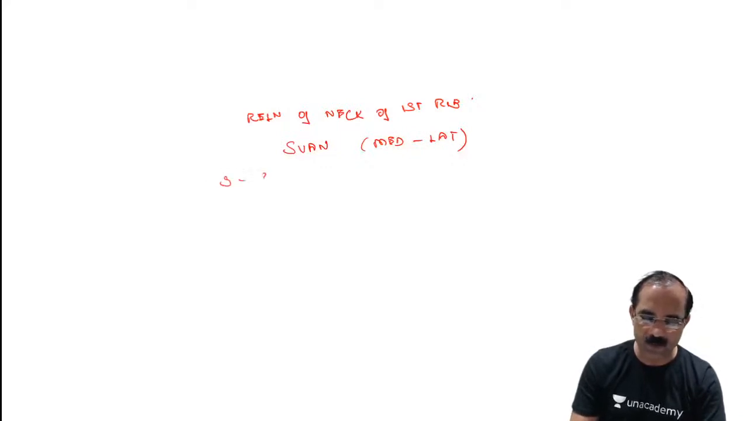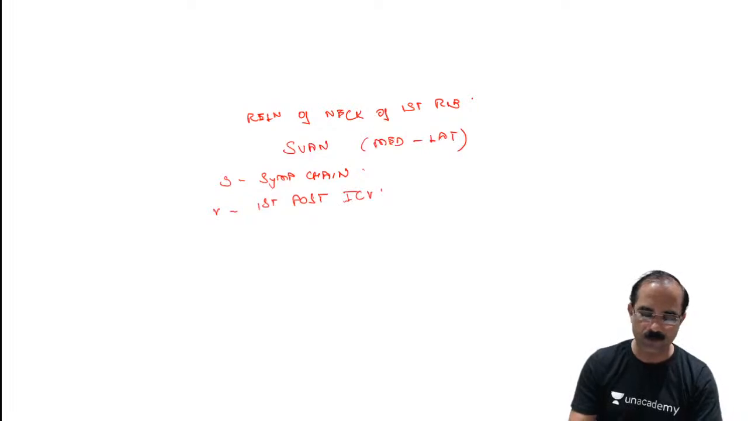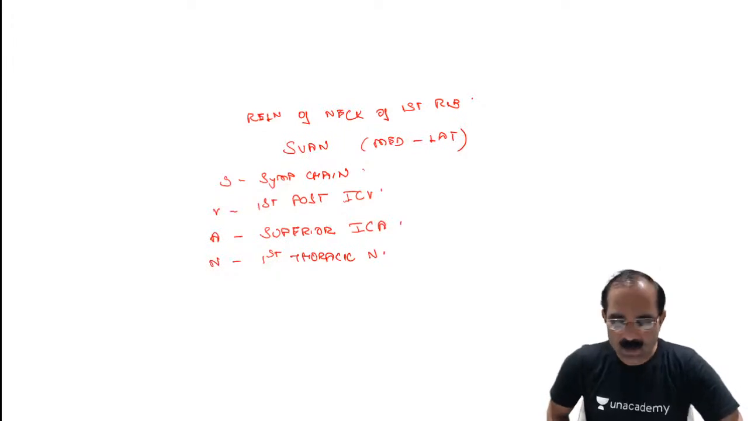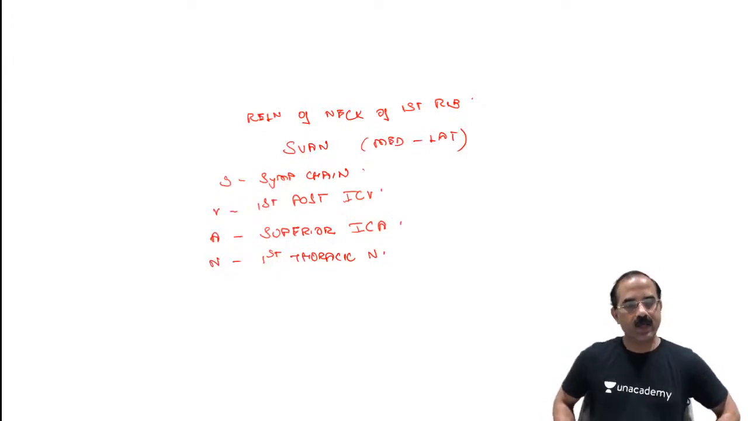What is S? S is the sympathetic chain. This is a very important MCQ. V is the first posterior intercostal vein. A is the superior intercostal artery, and N is the first thoracic nerve. S is the sympathetic chain. Relations of the neck of the first rib.